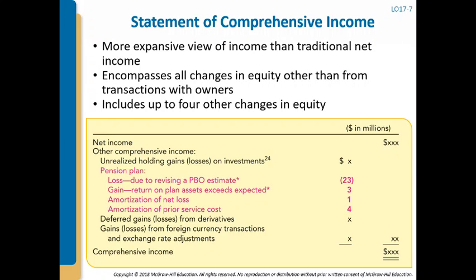This is what your statement of comprehensive income would look like. You know, you've got all those other components, but for the things we've been talking about, you would add under the term pension plan.